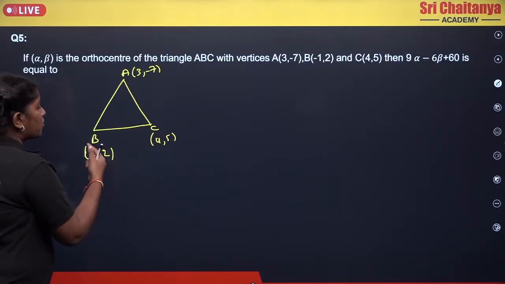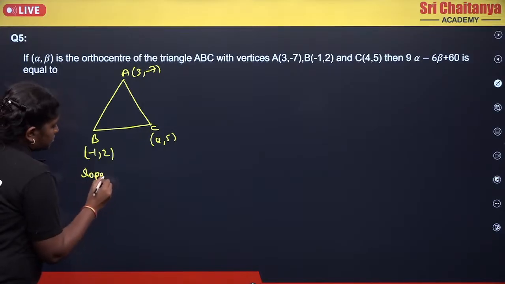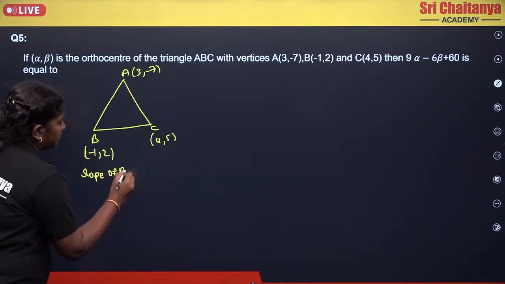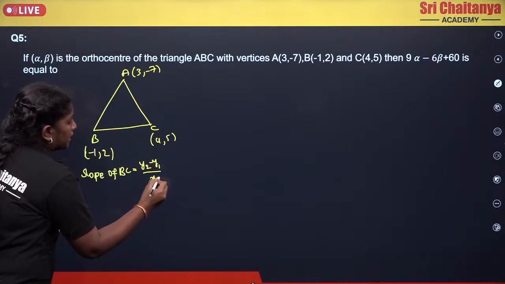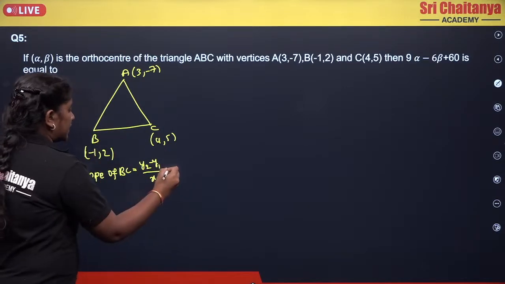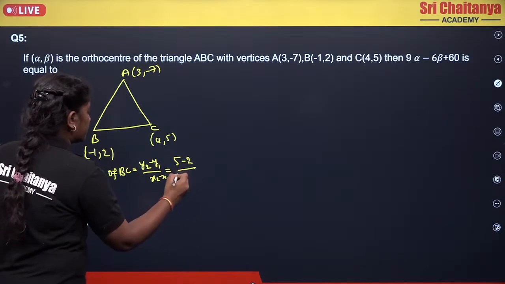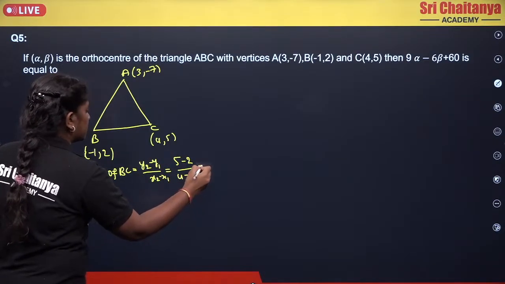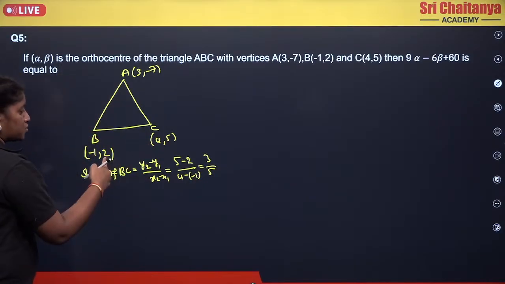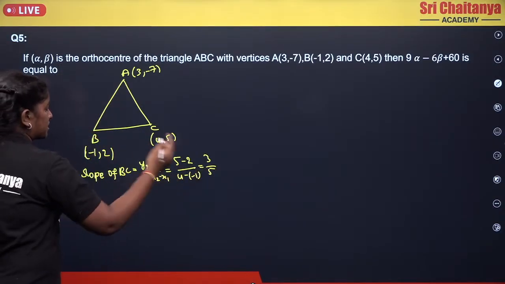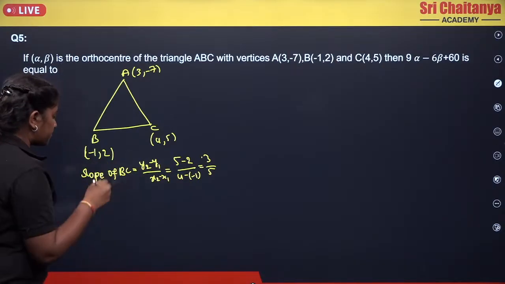Now, what will the slope of BC become? So slope of BC equals y2 minus y1 by x2 minus x1, right? That becomes 5 minus 2 by 4 minus of minus 1. So 3 by 5. Okay. So 5 minus 2 by 4 minus of minus 1, which is nothing but plus 5. Plus 1. So we got 3 by 5.